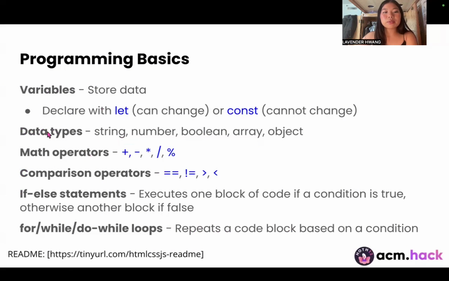And then these variables can be of different data types. You have strings, numbers, booleans, arrays, and objects, and more. Numbers actually encapsulate both integers and decimals, so that's something that's different. Then you have your math operators, comparison operators, if else statements, and then all your different types of loops. You have for, while, do while. So it's very similar to other programming languages.